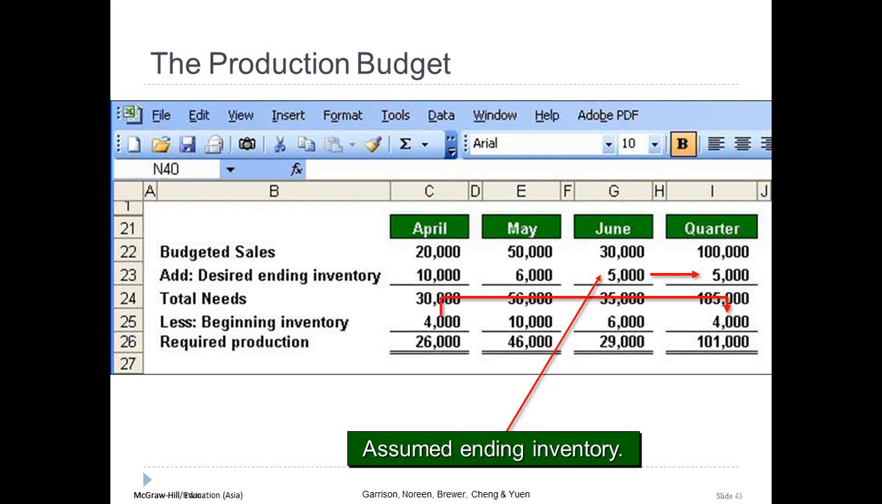The fifth step is to complete the quarter columns. Notice that April's beginning inventory and June's ending inventory are carried over to the column. For the quarter, we will need to produce 101,000 units to meet our sales and inventory goals. Now that we know our required production, let's look at the direct materials budget.